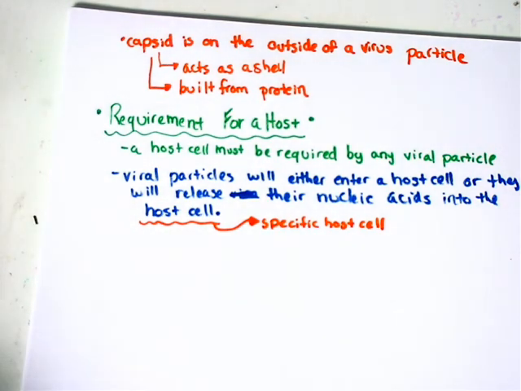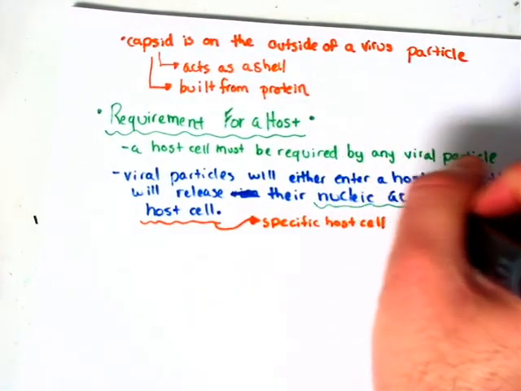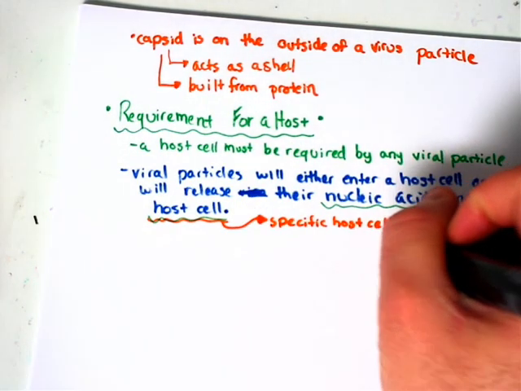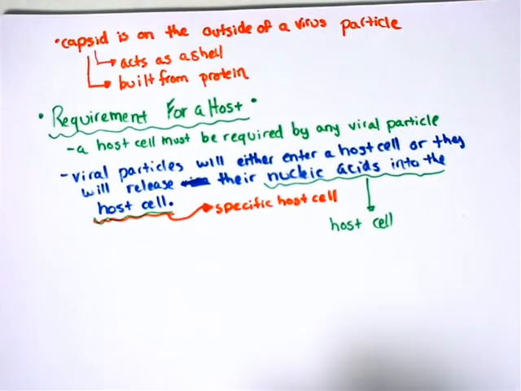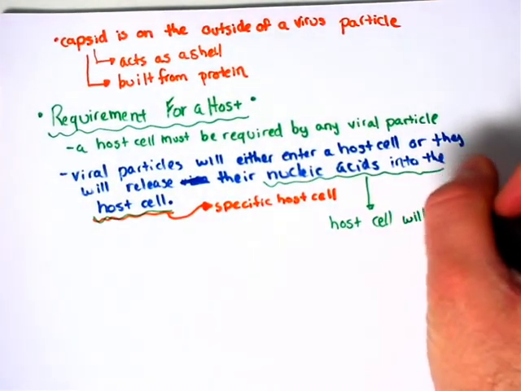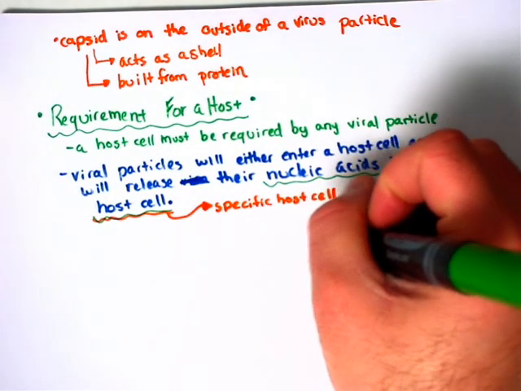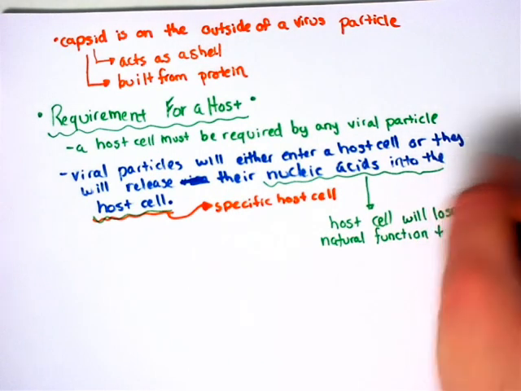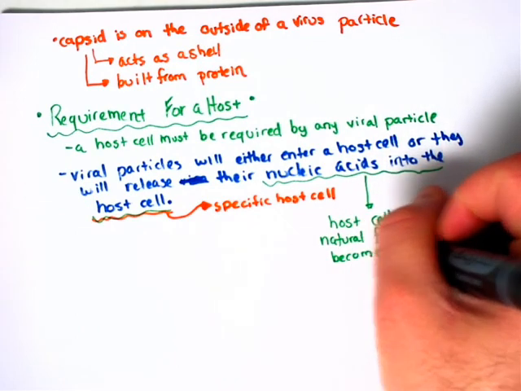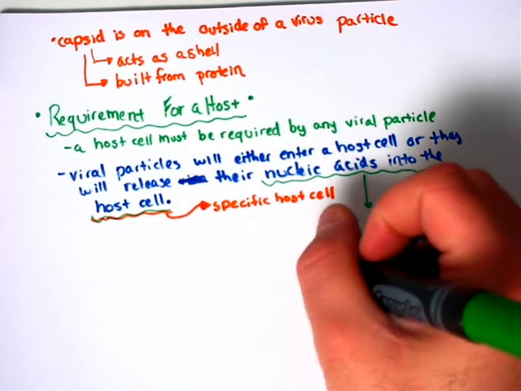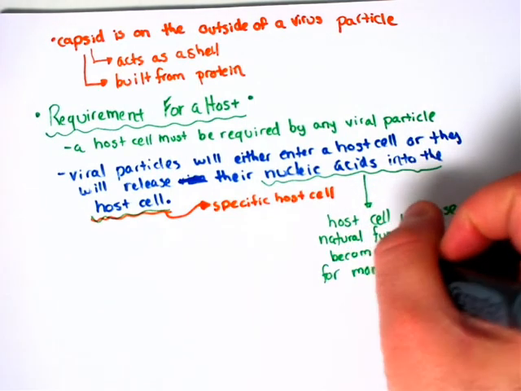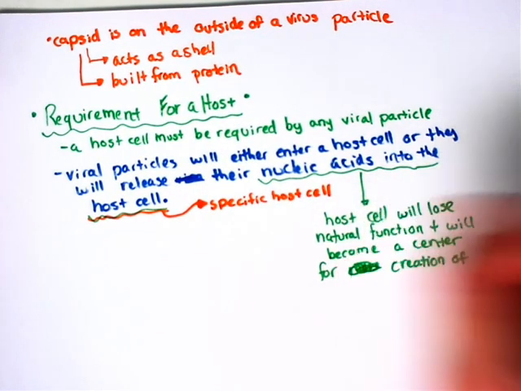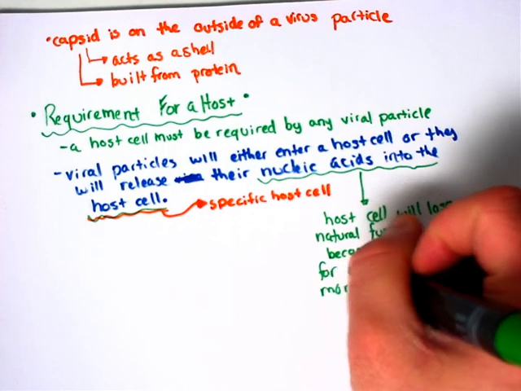And usually what happens is that when these nucleic acids are dumped into that host cell, the outcome is going to be a host cell that loses any natural abilities or functions that it may have, and is likely to become a center for creation of more virus particles, we should say, more viral particles.